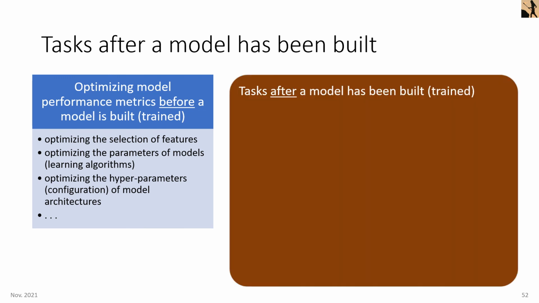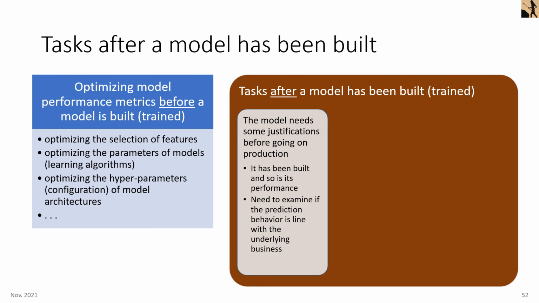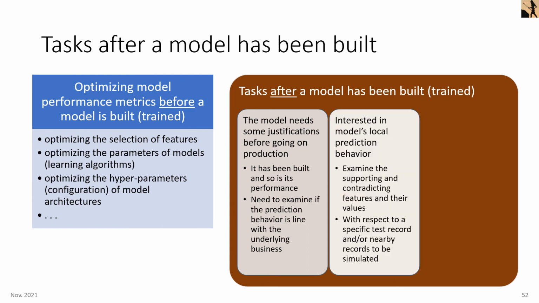And instead of that, this tutorial actually talks about the tasks after the model has been built, has been trained. So the model needs some justification before going to production. So even though it is built with good performance, we need to examine its behavior, particularly local predictions or whatever. And hopefully that is in line with the underlying business logic, right? So we are interested in this local prediction behavior, and we examine the supporting and the contradicting features, right?